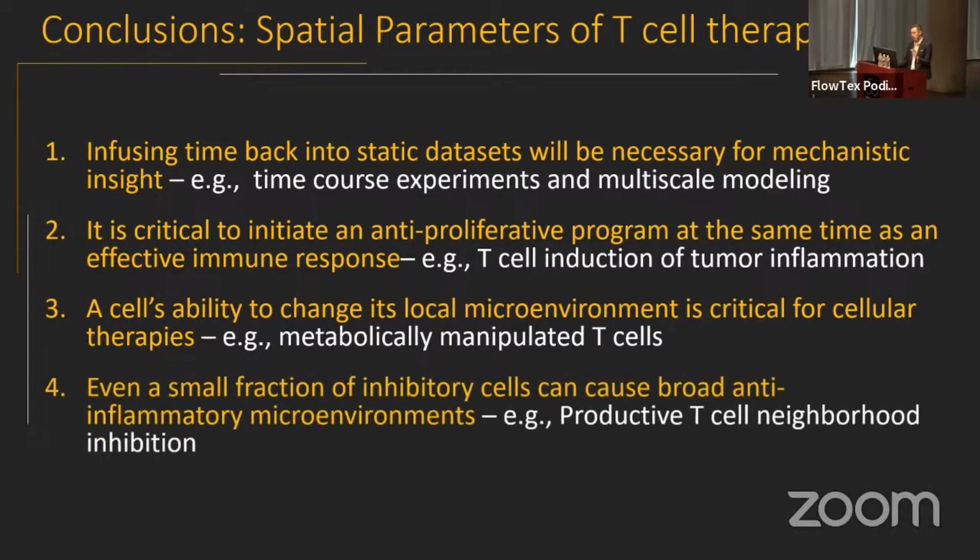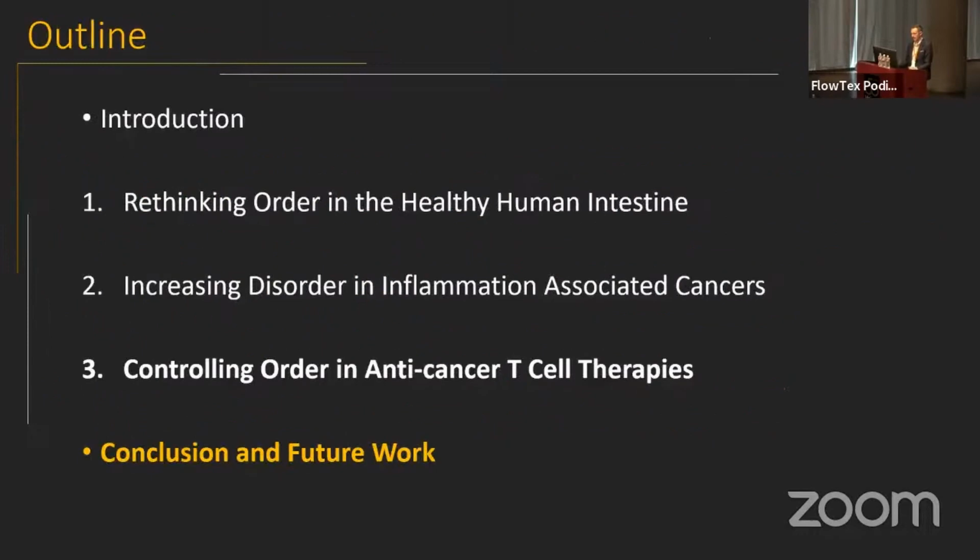And then, I didn't get into this, but one of the things that also separates the two T cell therapies is that the less effective T cell therapies recruit additional immunoregulatory cells. And there's only a small fraction of cells within that population that actually do this. And so a small population of these inhibitory cells can be detrimental.